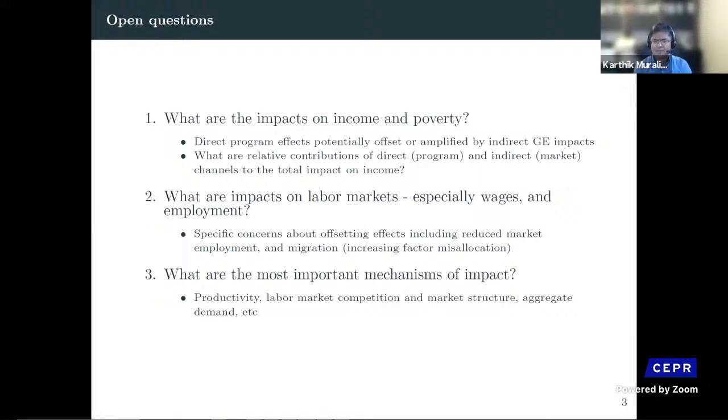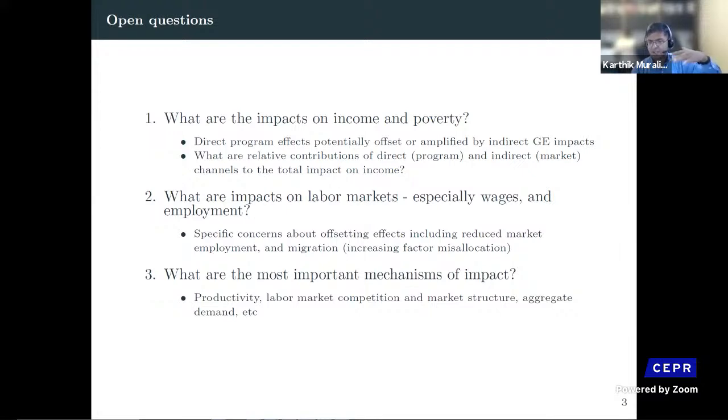And for reasons I'll just talk about. Okay, so then there's questions about impacts on labor markets, on wages and employment, and then on mechanisms. So if you're getting these impacts, NREGS can do multiple things. It can boost productivity directly by building rural assets, or maybe by making people more nourished.